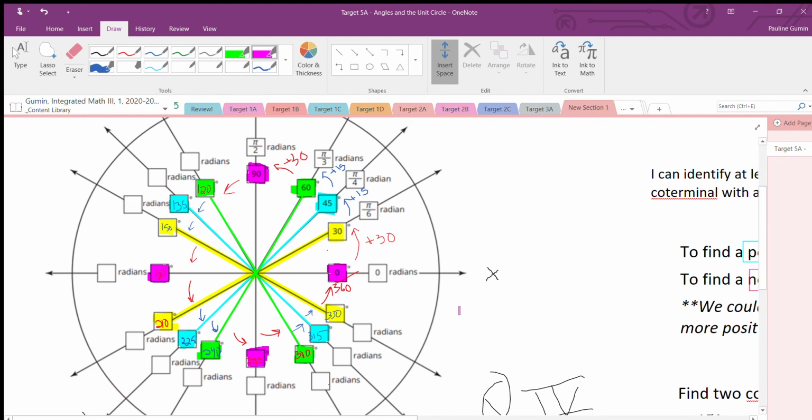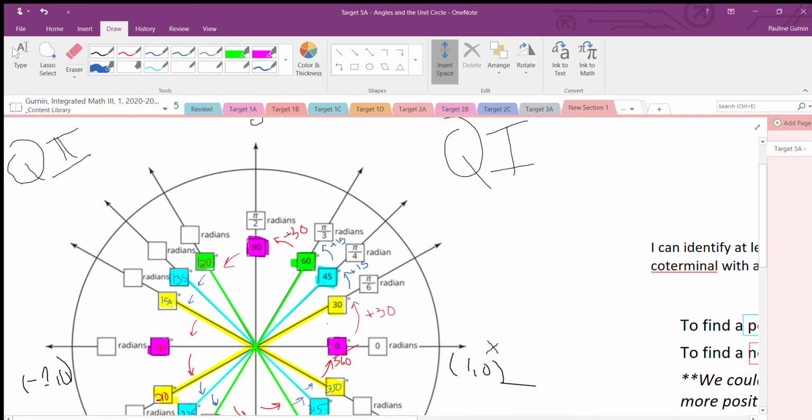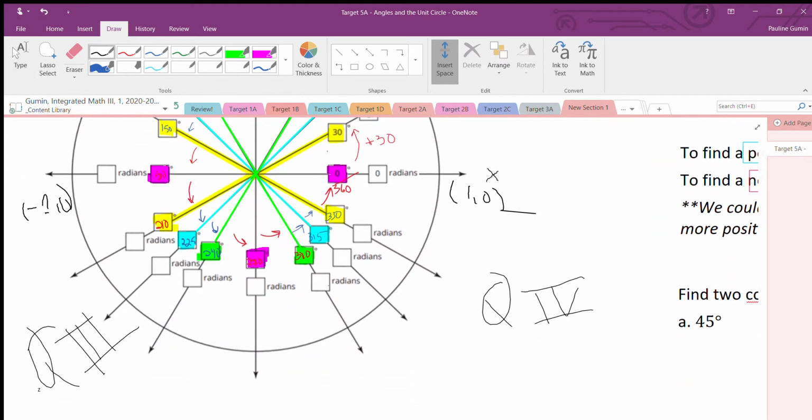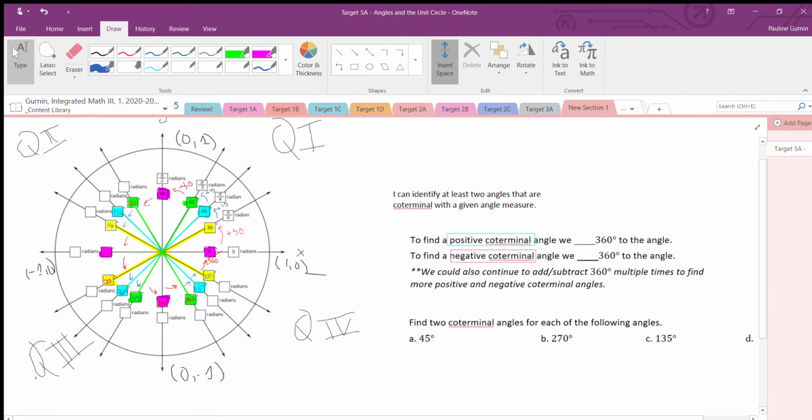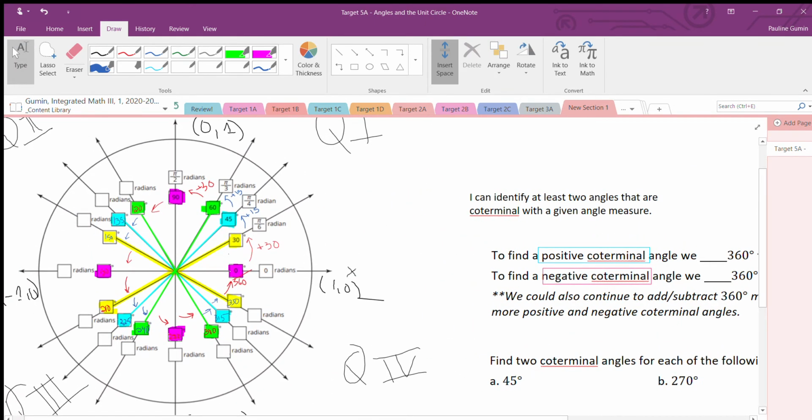All of these are actually perfect coordinates. Right here is 1, 0, negative 1, 0, 0, 1, and 0, negative 1. So these are all perfect 90 degrees. So that's how they're kind of related to each other.